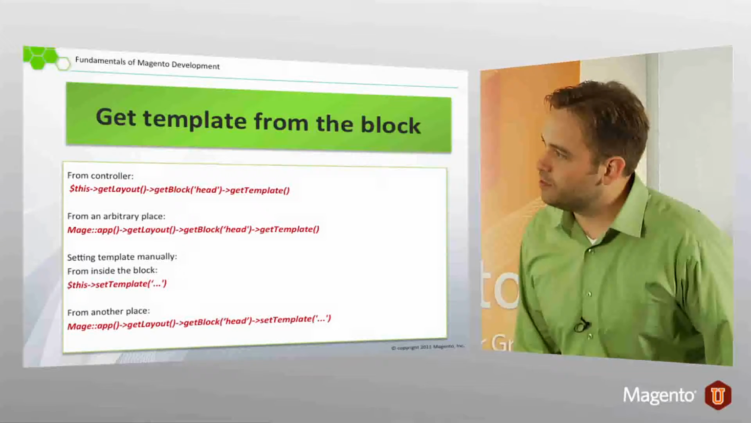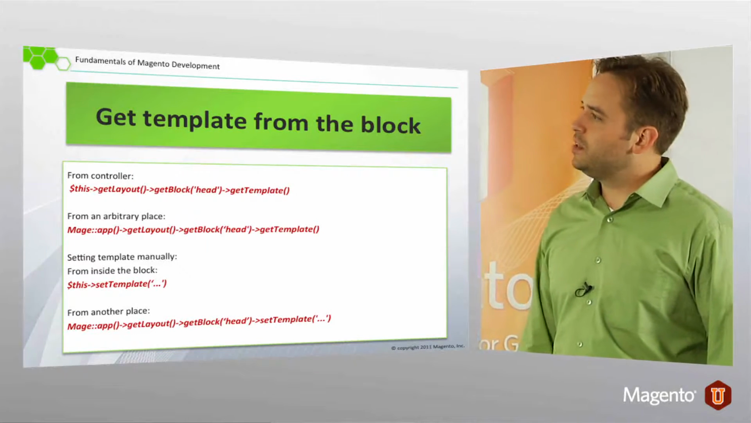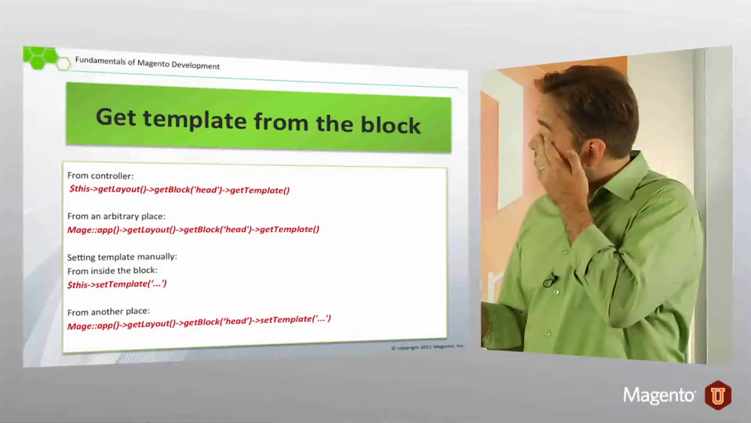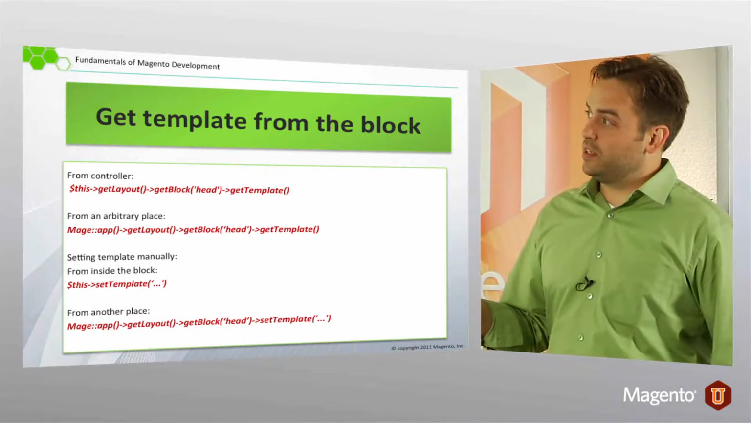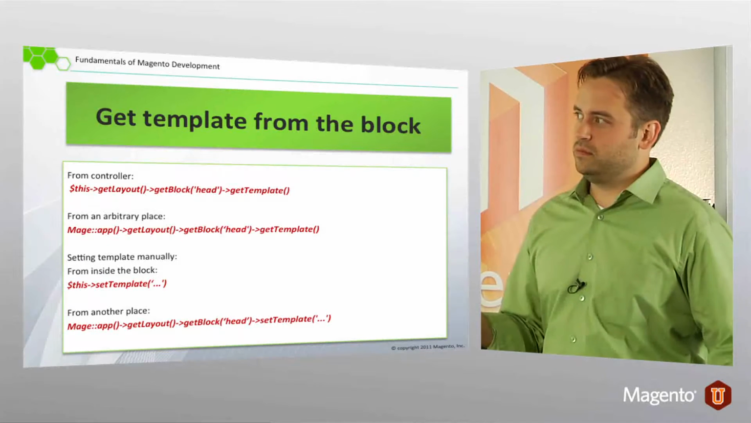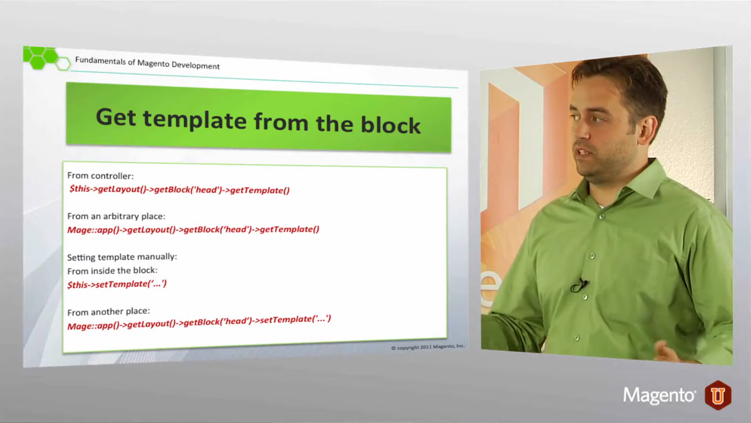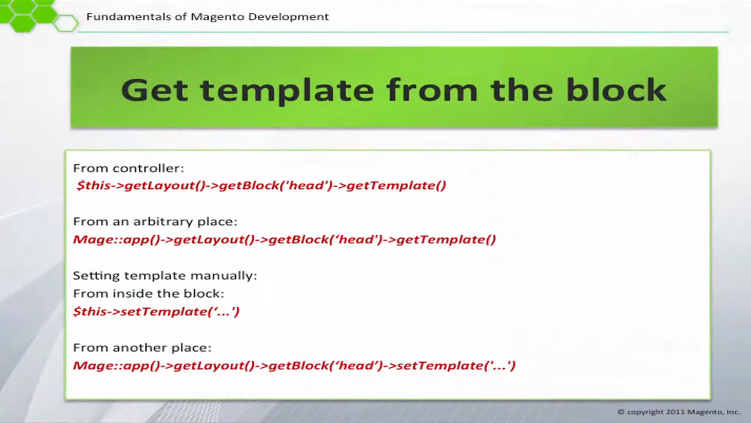Okay, so definitive list here. From a controller, how do we get the template? Well, getLayout, getBlock, getTemplate. From anywhere, just get the layout object through Mage::app, get some block, get the template, and we can set the template inside the block. We just set the template on itself. Again, use Mage core model app to get the layout object, get the block that was created somewhere, and set the template.